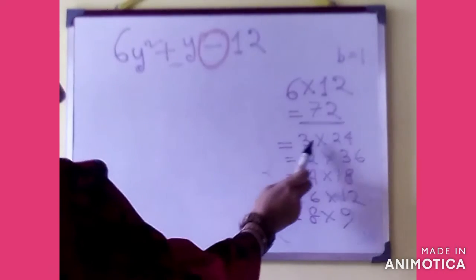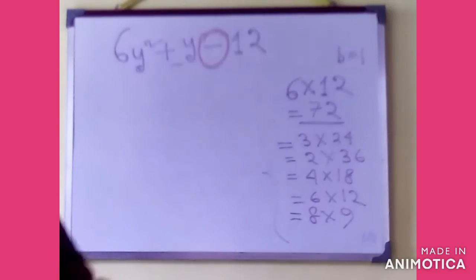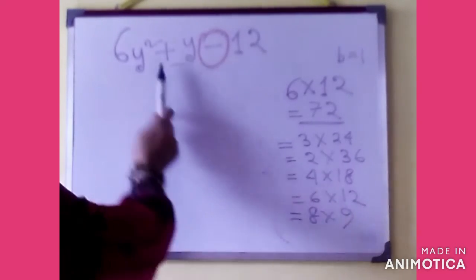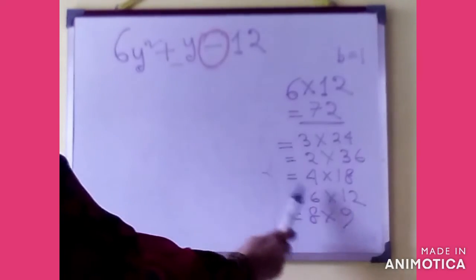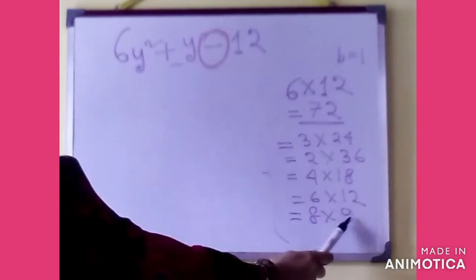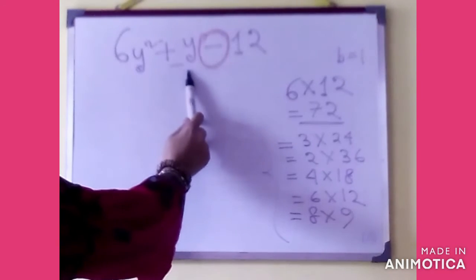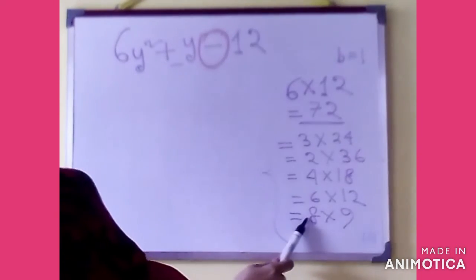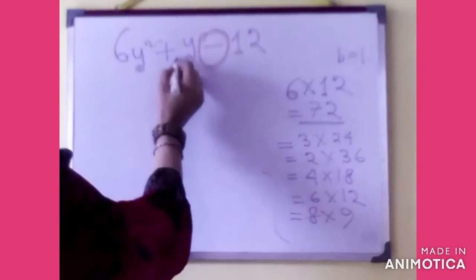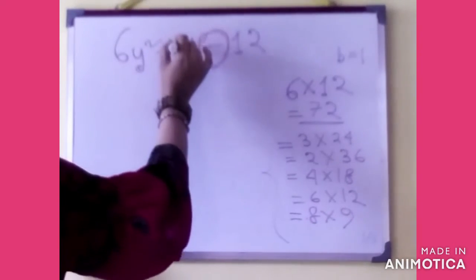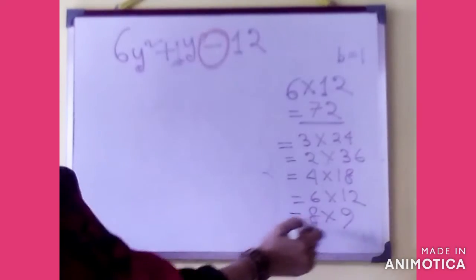Now we are doing 24 minus 3, it is not working. 36 minus 2, it's not working. 18 minus 4, it's not working. 12 minus 6, not working. 9 minus 8, working, because 9 minus 8 is equal to 1. So instead of the coefficient 1, we can write 9 minus 8.